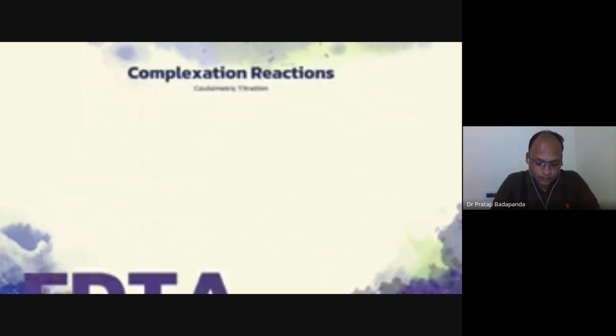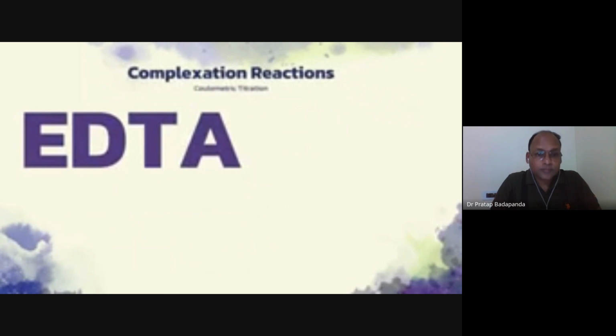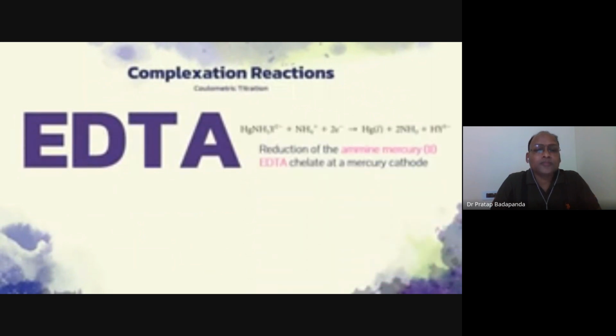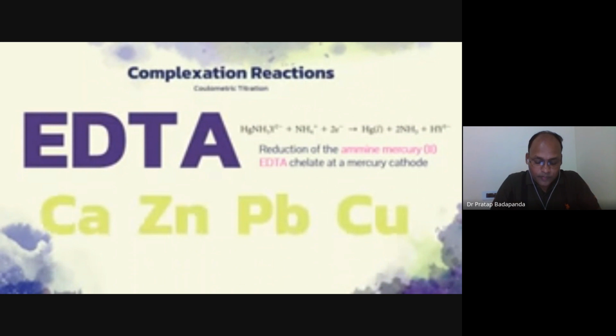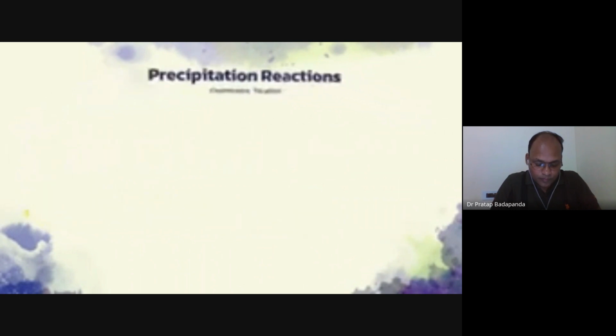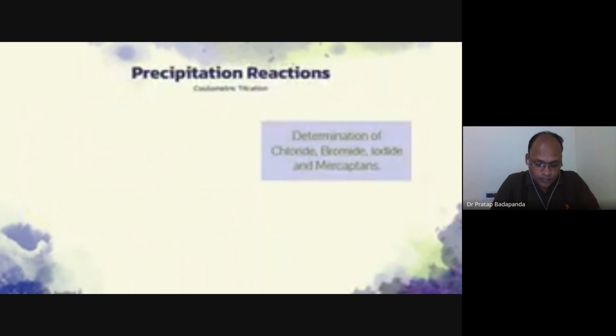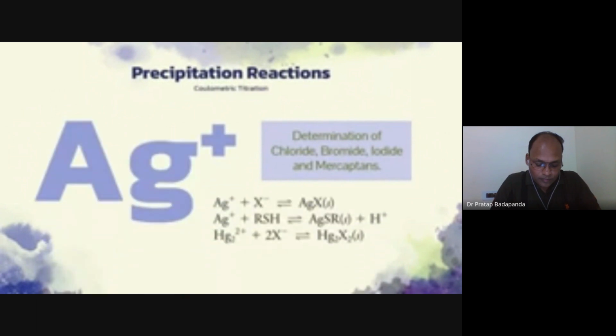Coulometric titrations with EDTA are carried out by reduction of the amine mercury 2+ EDTA chelate at a mercury cathode. Because the mercury chelate is more stable than the corresponding complexes of calcium, zinc, lead, or copper, complexation of these ions occurs only after the ligand has been freed by the electrode process. Several precipitating reagents can be generated coulometrically. The most widely used of these is the silver ion, which is generated at a silver anode.